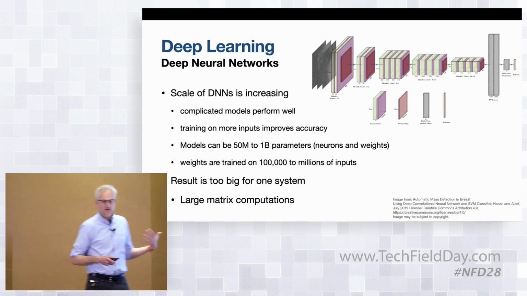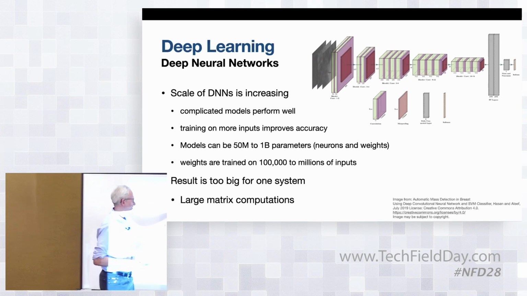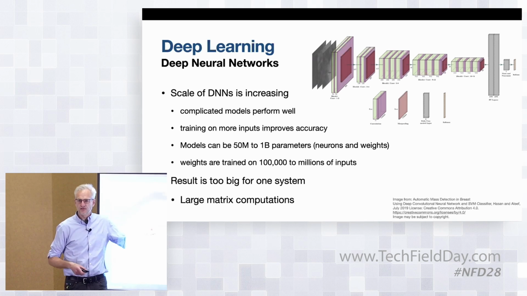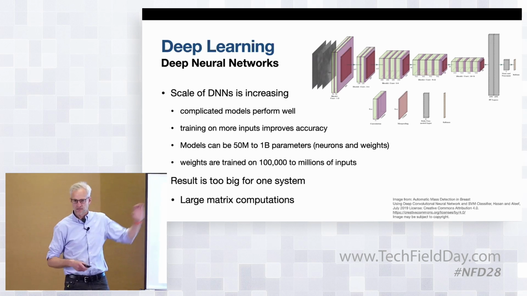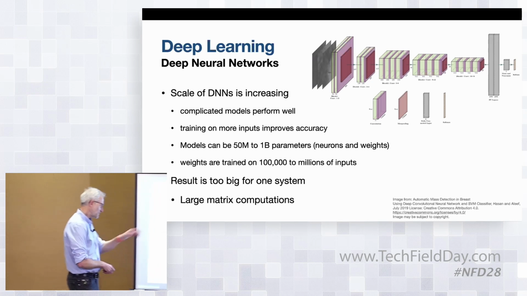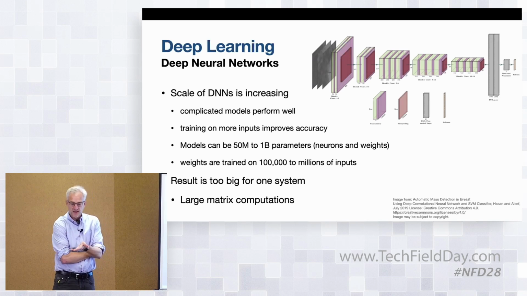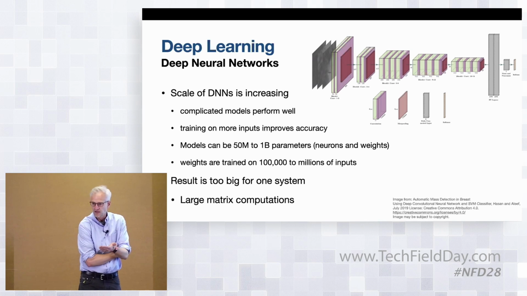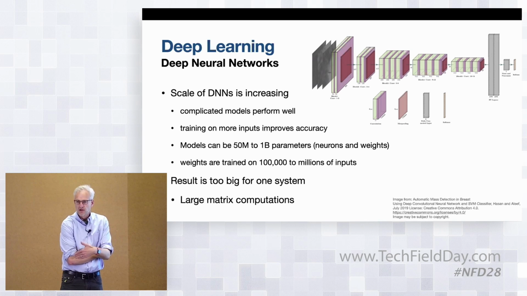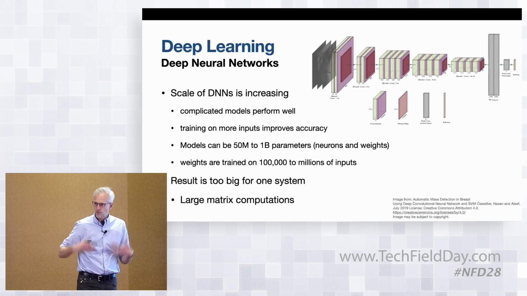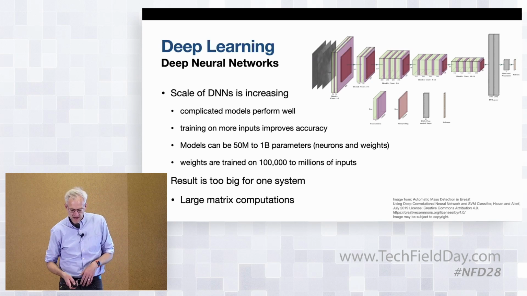This is a picture of a deep neural net without the individual neurons, because each of these boxes has thousands of neurons inside it. It's used for image classification, for example for breast cancer. This is from a research paper. The reason there are these deep neural networks is that the complicated models actually perform really well. Also, training them on more inputs, more radiological images, more images, improves the accuracy.